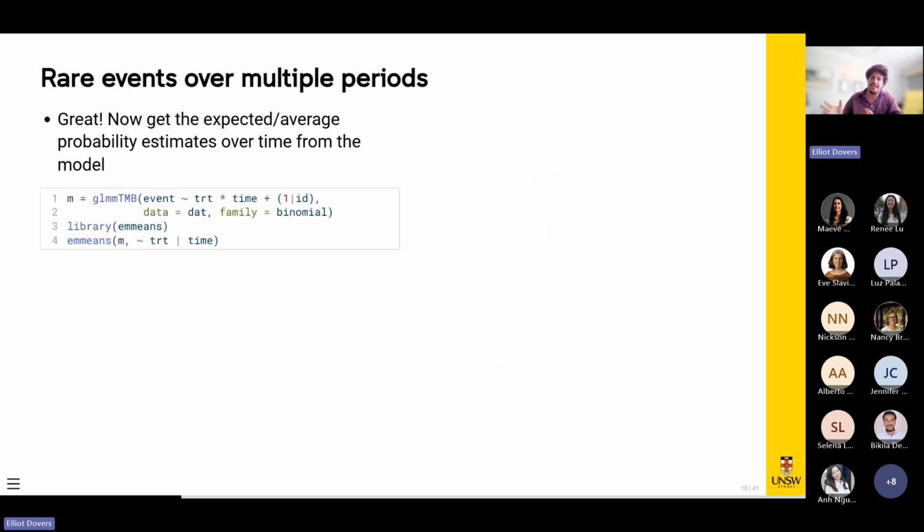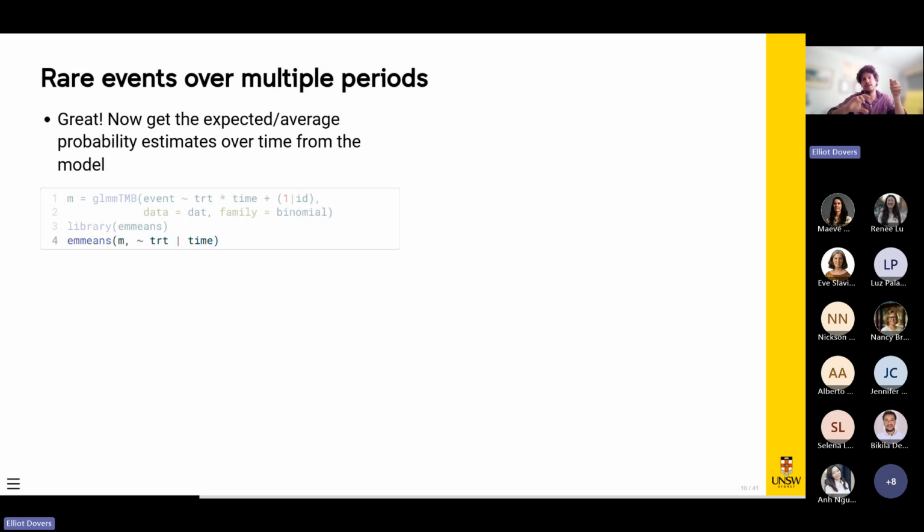So now another really handy tool in R is the package emmeans. Here we want to get out our expected or average probability estimates over time for each of the treatment groups, and so we can use the emmeans function. We just give it the fitted model that we're reassured is a pretty good fit of the data. And I'm telling it via another formula here that we want, in this case, the probability or odds of experiencing the event at any of the particular time points.